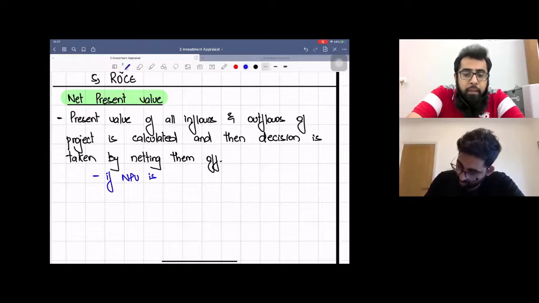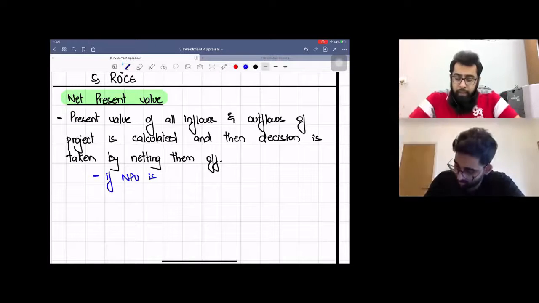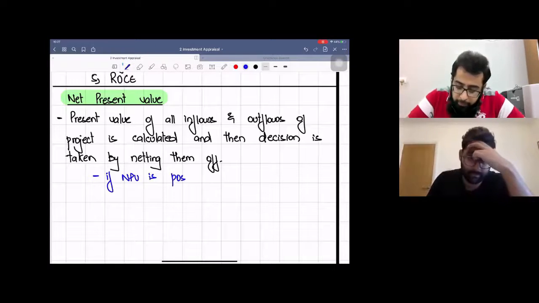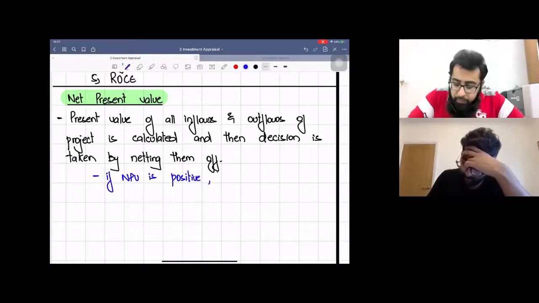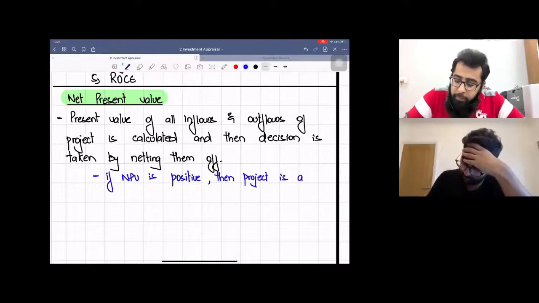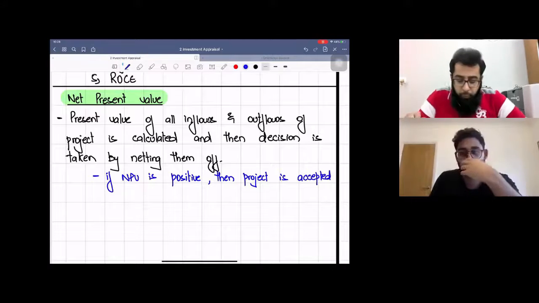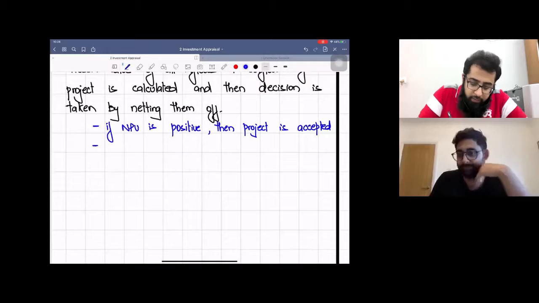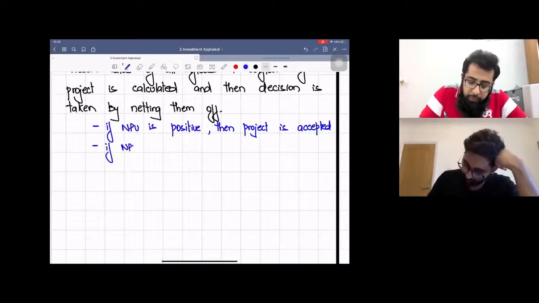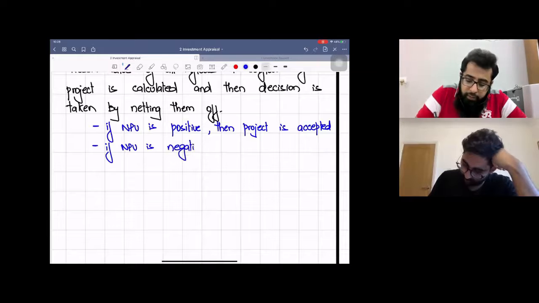If NPV is positive, then the project is accepted. Obviously this is some basic level knowledge because we've started a topic, so we have to go through basic and advanced knowledge both. And if NPV is negative, then the project is rejected.